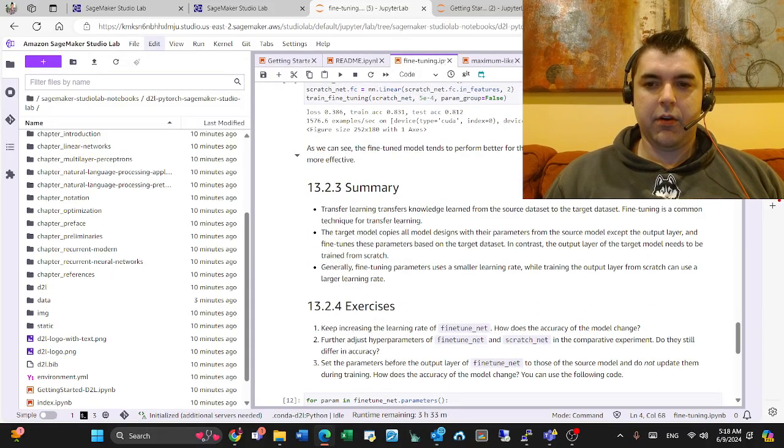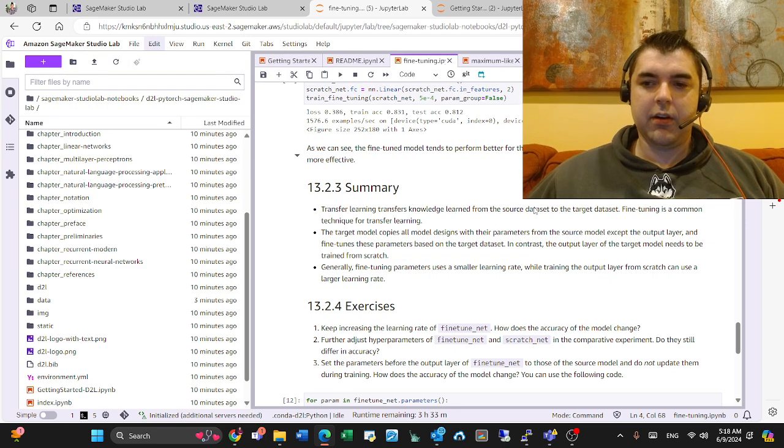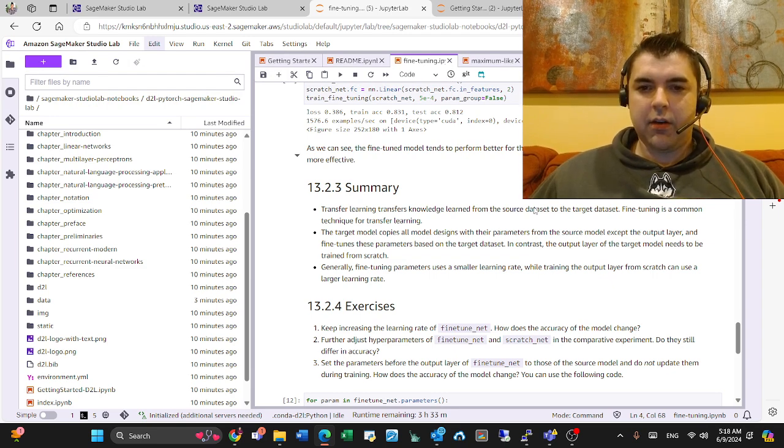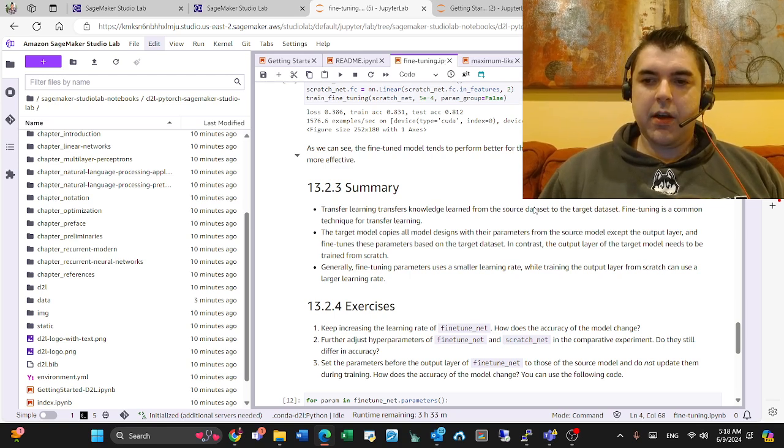Transfer learning transfers knowledge from learning the source dataset to the target dataset. Fine-tuning is a common technique for transfer learning. The target model copies all model designs with their parameters from the source model except the output layer. It then fine-tunes these parameters based on the target dataset. In contrast, the output layer of the target model needs to be trained from scratch.